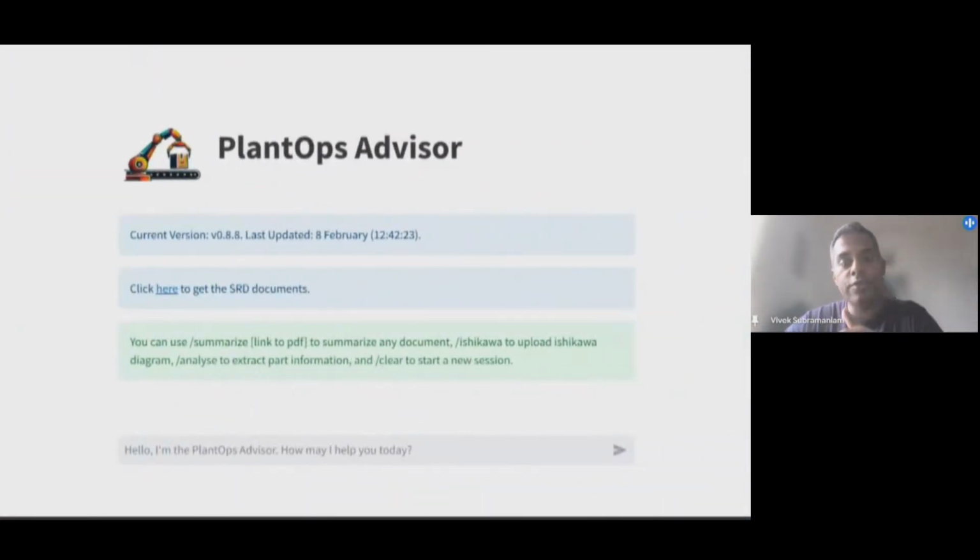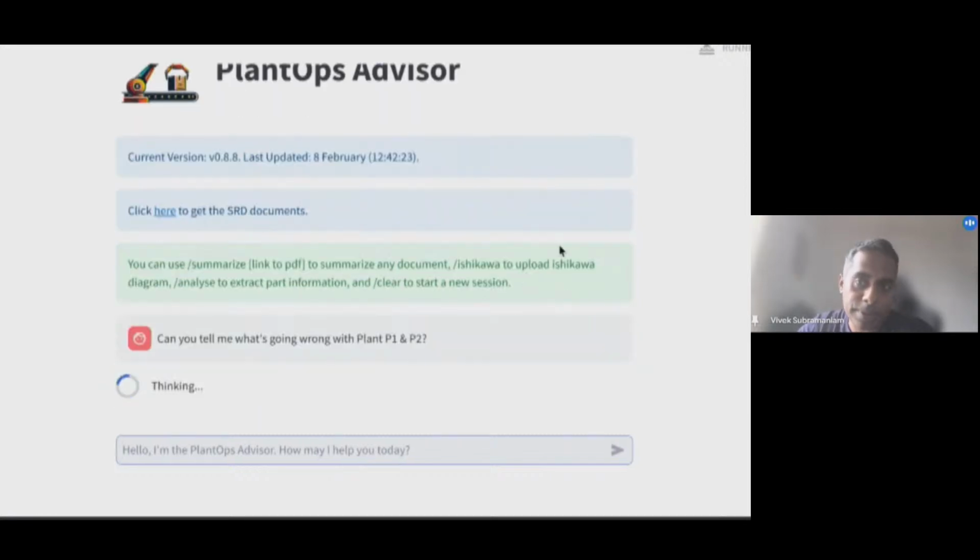What I've done is I've moved towards a demonstration environment. This is going to be a live demo, so here's how it works. So let me start with the what question, right? Now, if I want to know what's going wrong with plant P1, P2, I might start with a question like this: tell me what's going wrong with plant P1, P2.